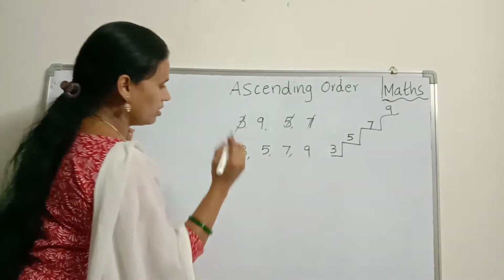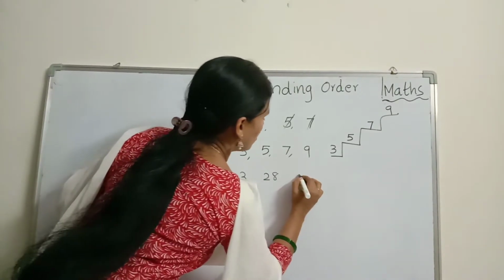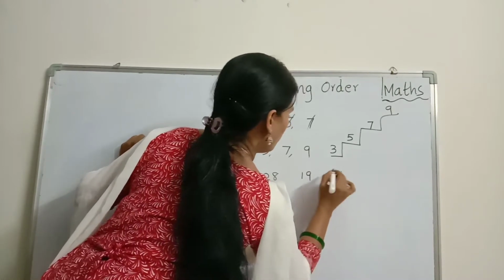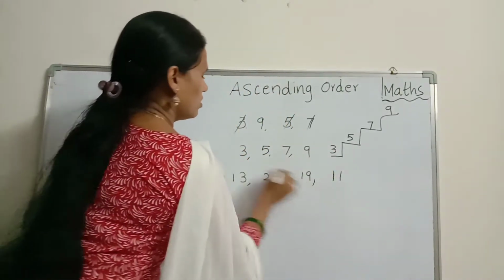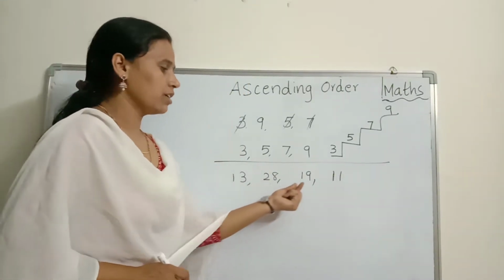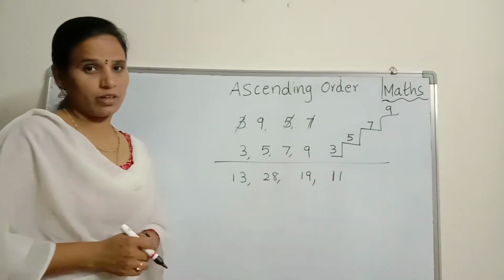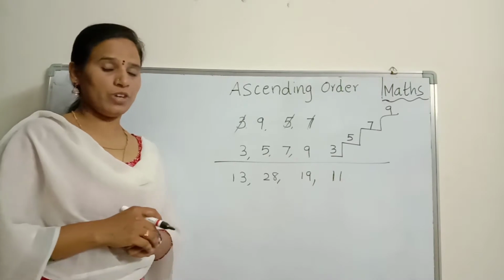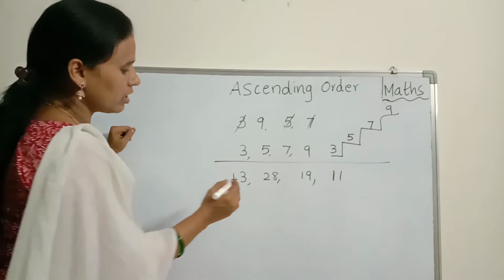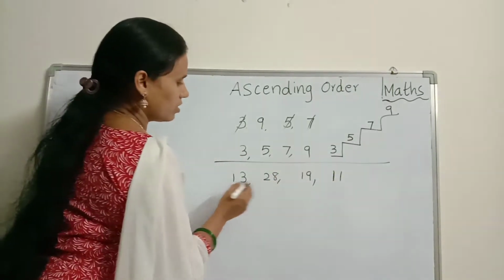Now one more example. 13, 28, 19, 11. Now, look here children. We have 13, 28, 19 and 11. Now, you can arrange in ascending order. What do you mean by ascending order? When we arrange numbers from small number to big number. Now, tell me children, here we have all 2 digits. Yes? Now, see children.